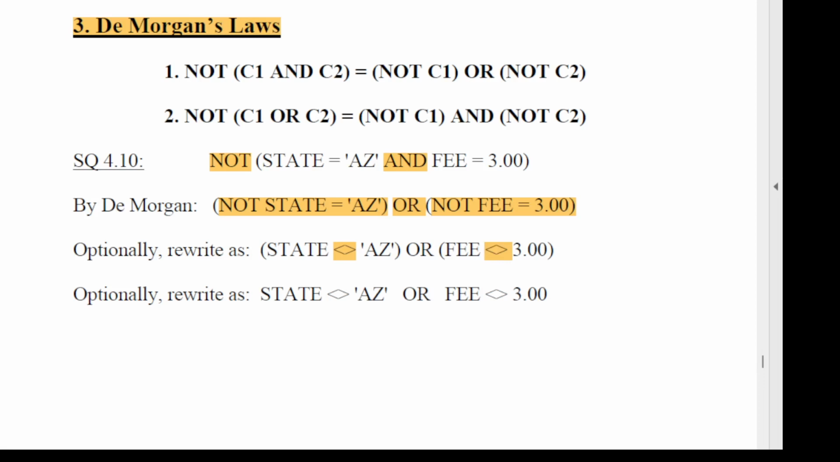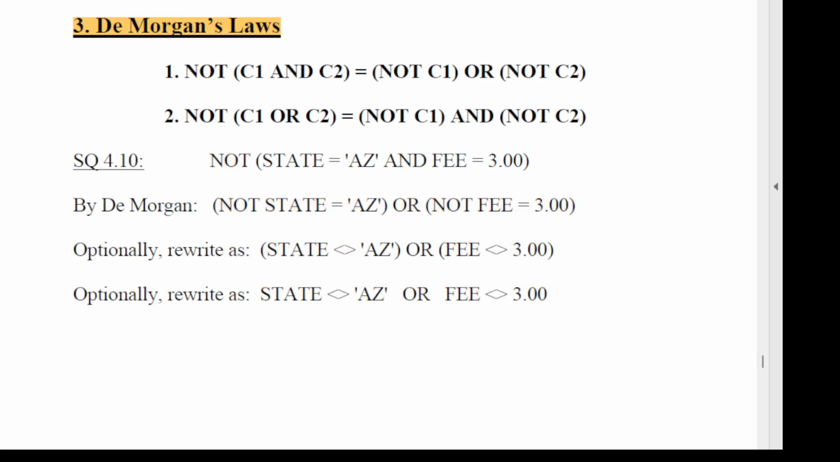So what I'm going to do is say, not state equals Arizona is just state is not equal to Arizona. And not fee is equal to $3, and fee is not equal to $3. And I rewrote it again. Now I might look at this and say, hey, I don't need these parentheses. So I'm going to throw those parentheses away and write it in what most people would think might be its simplest form.